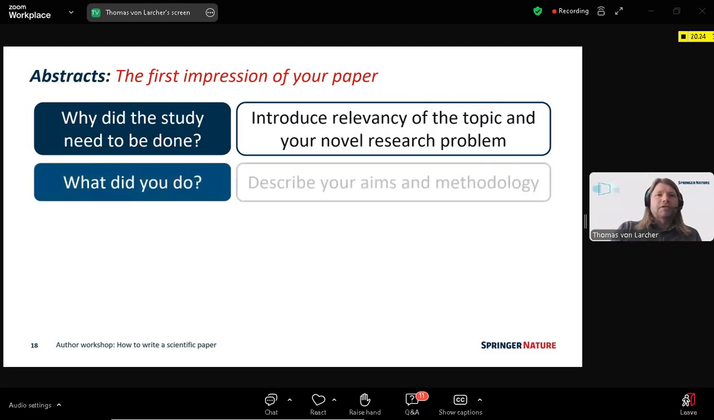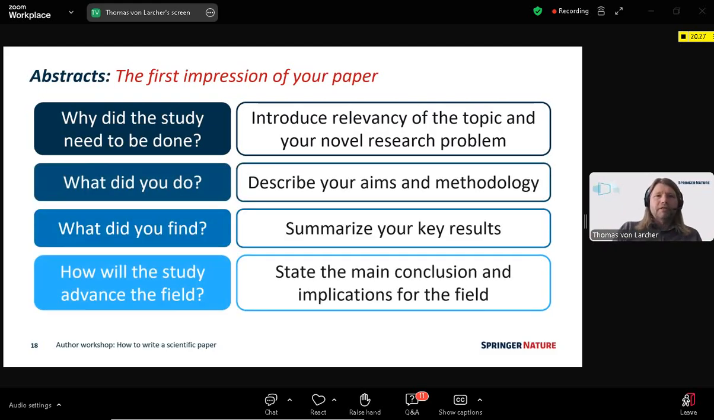So you should include a summary of why the study needed to be done, what you did, what you found, and how the study will advance the field. What is the value of your study? And most of the abstract should focus on your key findings, right? So what did you find? And for the other parts, one or two sentences only. Don't try to introduce the topic in the abstract. The abstract should be a summary of your article, nothing more.